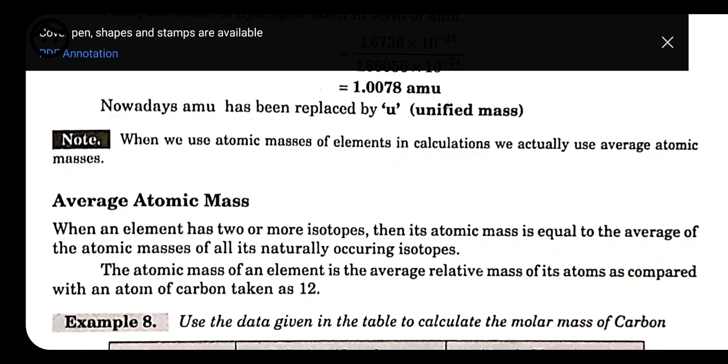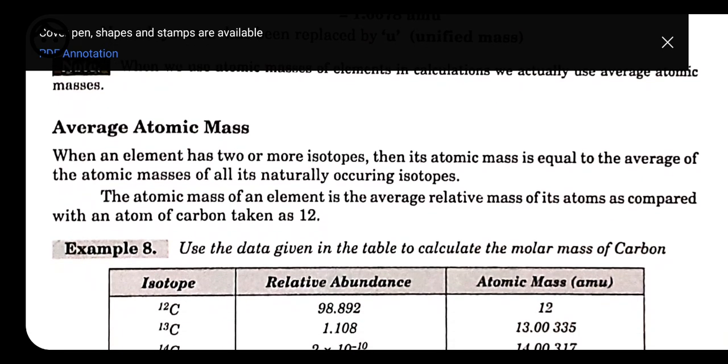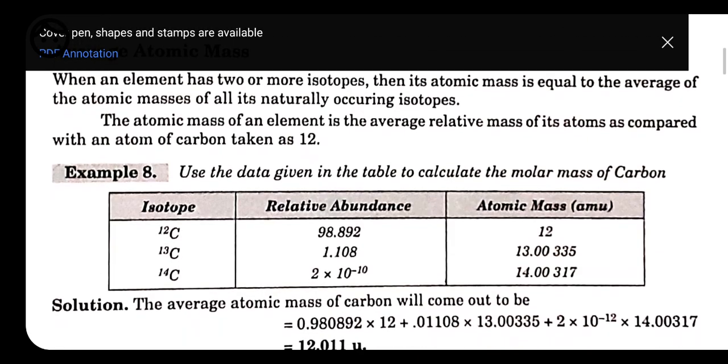So how do we calculate the atomic mass of an element which has isotopes? Here we have an example that we have to take the average of the masses of these isotopes. Here we have taken the example of carbon. In the atmosphere we have three isotopes of carbon, that is carbon 12, carbon 13 and carbon 14.